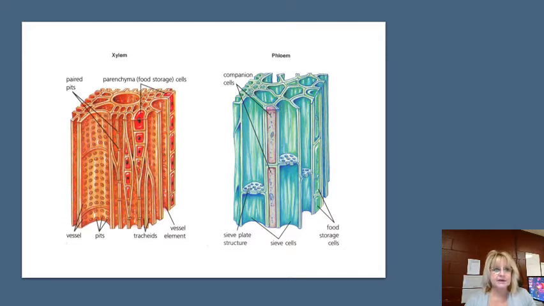Okay, I just threw this diagram in to help you. On the left are your xylem, and on the right are the phloem cells. So you can see the vessels, the pits, the tracheids, and the vessel elements in the xylem. And over in the phloem, you can really locate the companion cells, the sieve plates, your sieve cells. Your phloem are going to be bigger than your xylem. Your storage cells and your sieve plate structure.